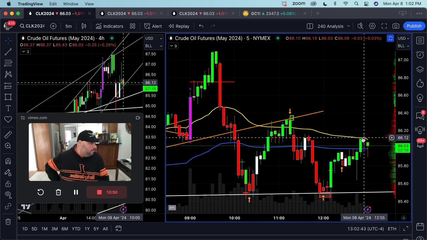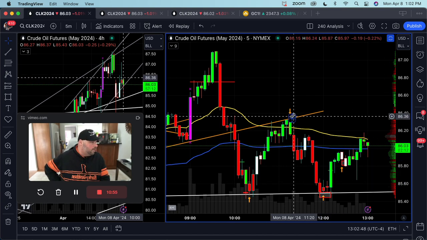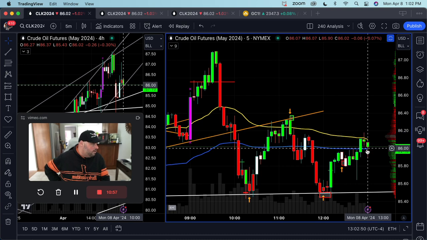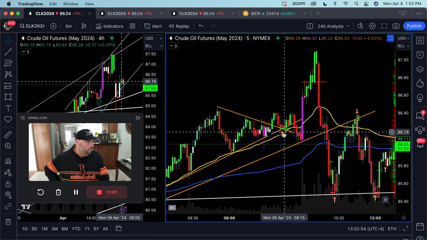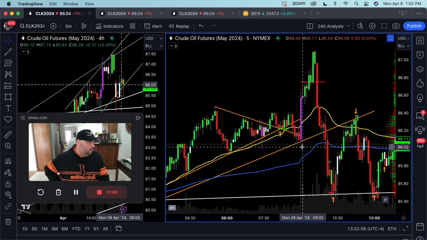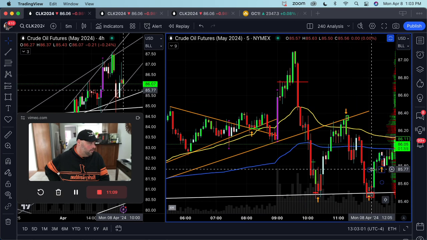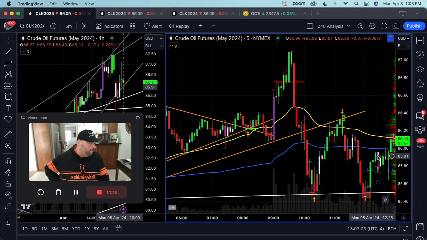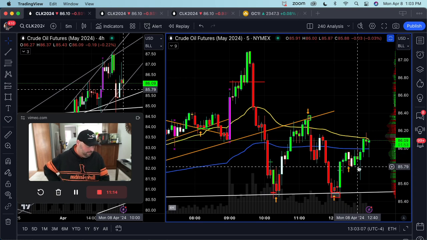Now we're pushing back up here. Seems like we're finding a little resistance at the rolling VWAP. We may continue to place another lower high here. But it is what it is, guys. One opportunity, number 2, number 3, number 4, number 5 that didn't play out so well.